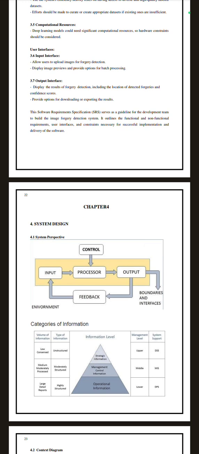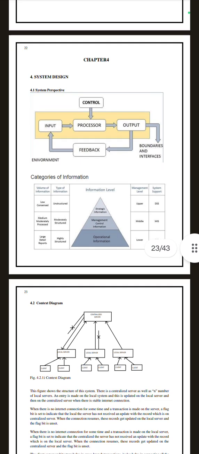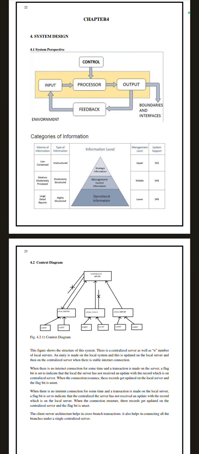This software requirement specification, SRS, serves as a guideline for the development team to build the image forgery detection system. It outlines the functional and non-functional requirements. Chapter 4, as said, the system design. System design consists of a system perspective where control gives an input coming from the process to the processor, and it goes to the output. The output coming back is feedback and put as an input, which is ended with the boundaries and interfaces. Categories of information are as in the following table.